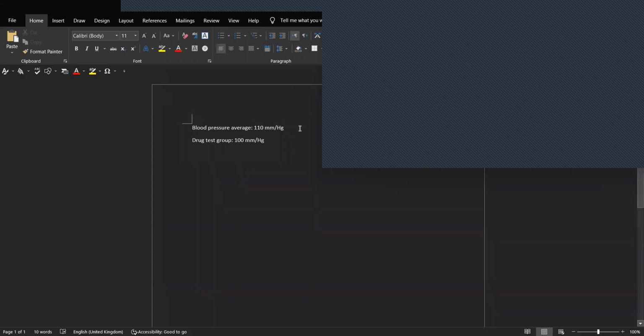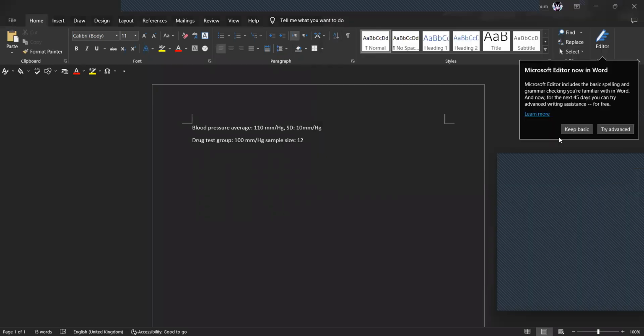Okay. So, and the standard deviation of the population is, for example, 10. And so we have our drug test group. Their average was 100 millimeters of mercury. Their sample size is 12, let's say.